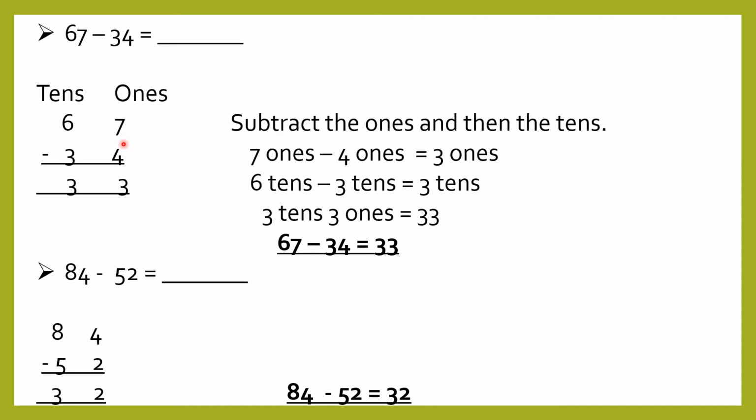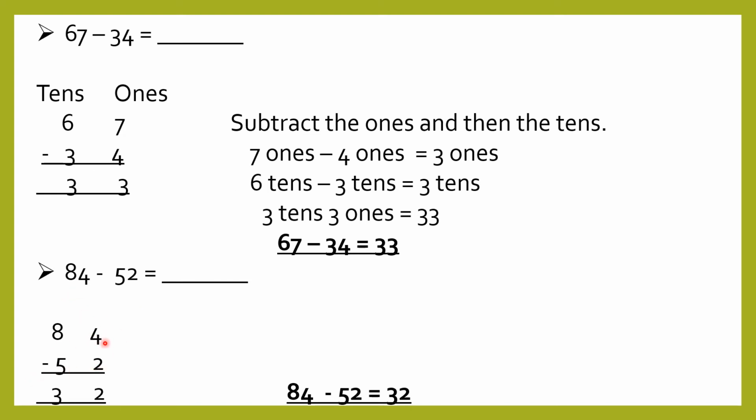Let's subtract the ones first and then the tens. 7 ones minus 4 ones is 3 ones. 6 tens minus 3 tens is 3 tens. 7 minus 4 is 3, 6 minus 3 is 3. 3 tens, 3 ones means 33. Your answer is 33.